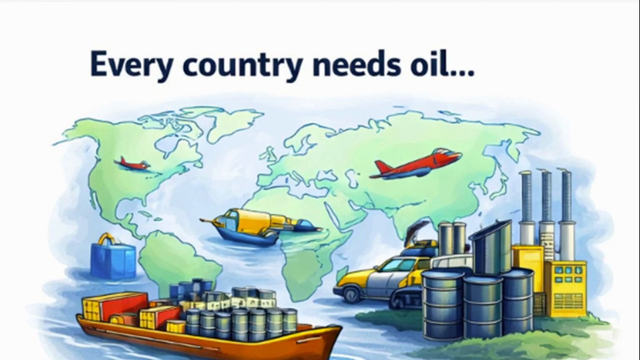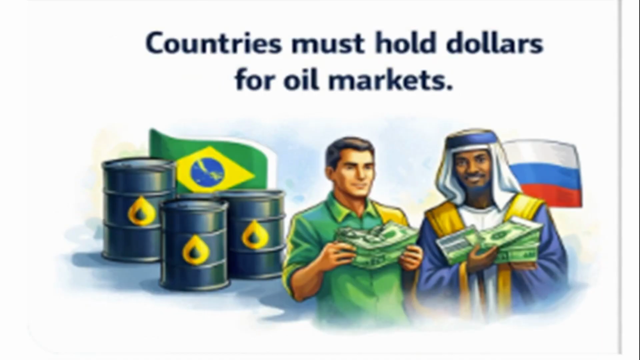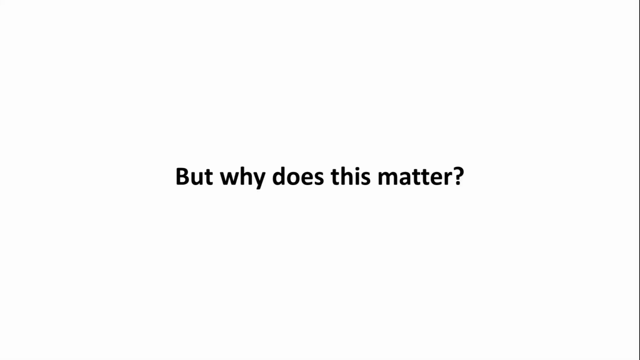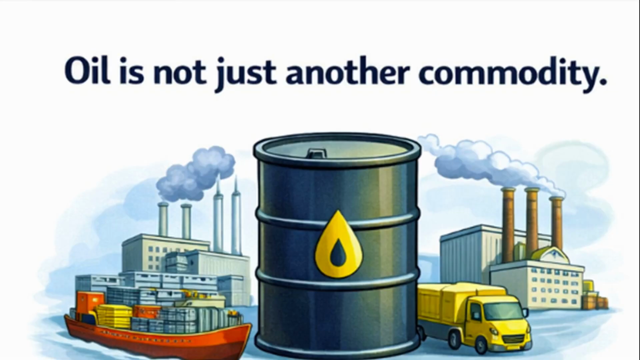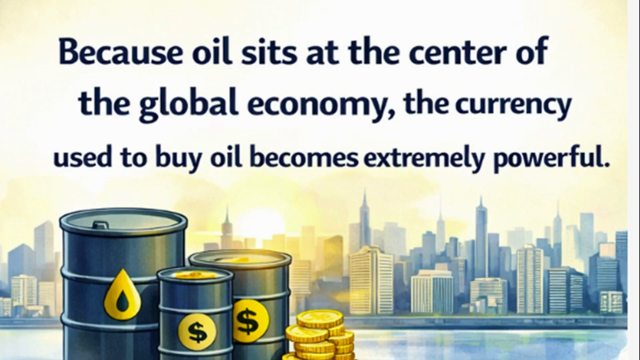Every country needs oil to power transportation, industry, and electricity. But most international oil transactions are priced in US dollars. That means countries across the world must hold dollars just to participate in global energy markets. But why does this matter? Oil is not just another commodity. It fuels transportation, manufacturing, agriculture, and shipping. Because oil sits at the center of the global economy, the currency used to buy oil becomes extremely powerful.